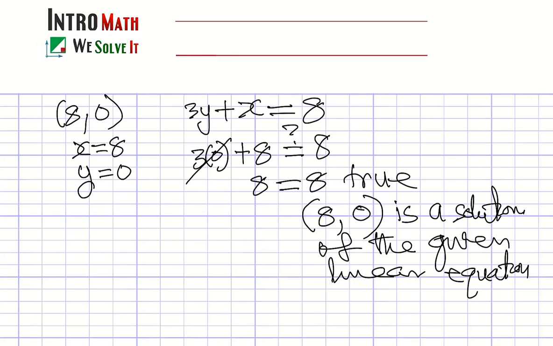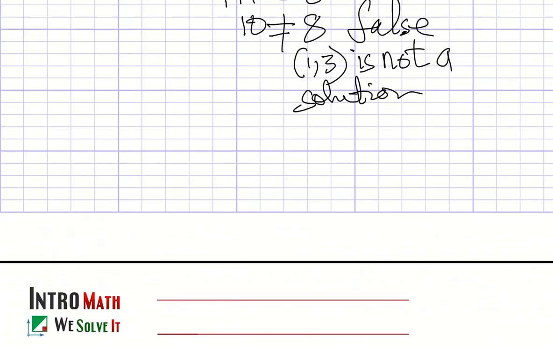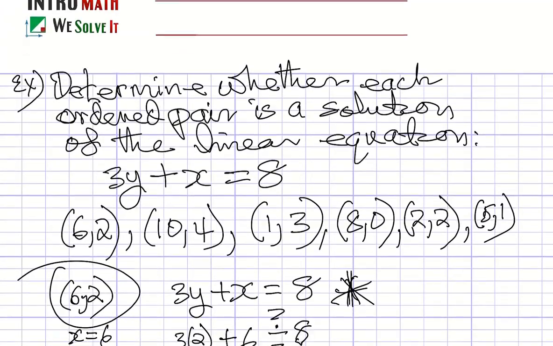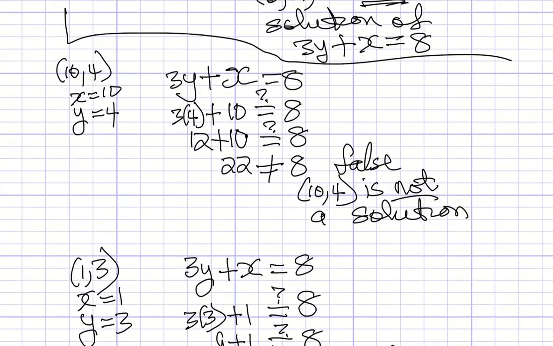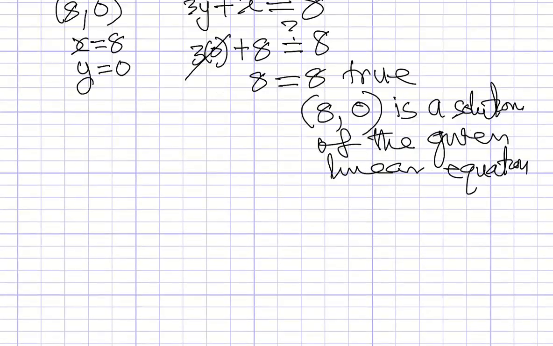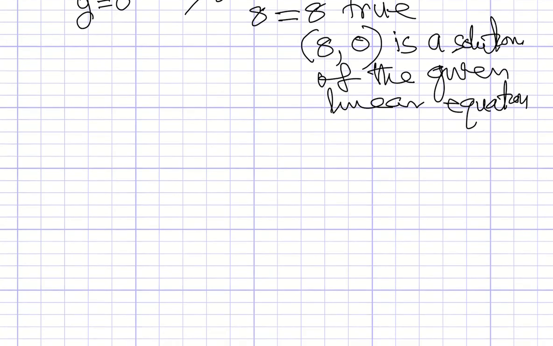So you see what is going on. What is the next one? The next one, we'll go back and find, is (2, 2).